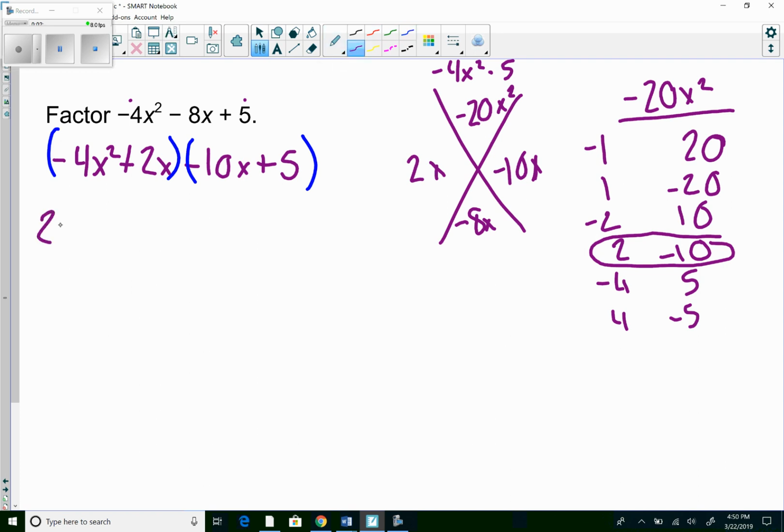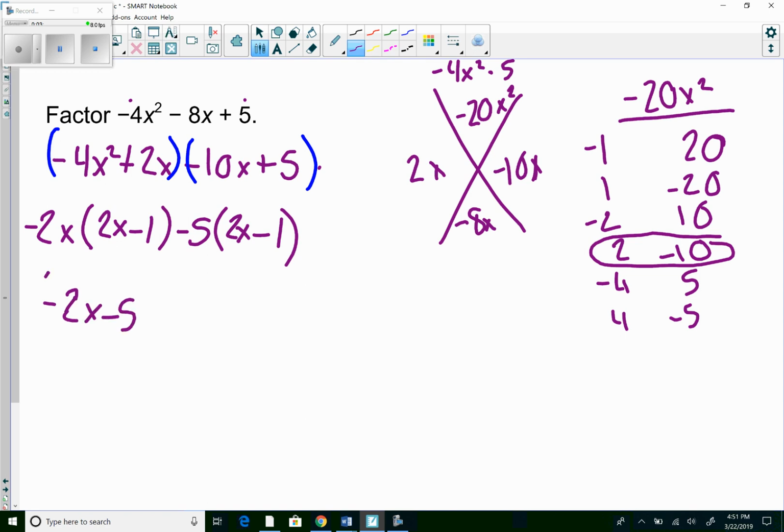I'm going to take out a factor of 2x here. Actually, I'm going to do negative 2x because I don't want this first term to be negative, just because it makes things a little bit tougher. Once I take out that negative 2x, I'm left with 2x minus 1, because I took out that negative. Then in this back part, I'm going to again take out a negative 5, because then that'll give me 2x minus 1, since I want to get that same term twice. So then I'm left with negative 2x minus 5. So that's one of them, and then I've also got 2x minus 1.